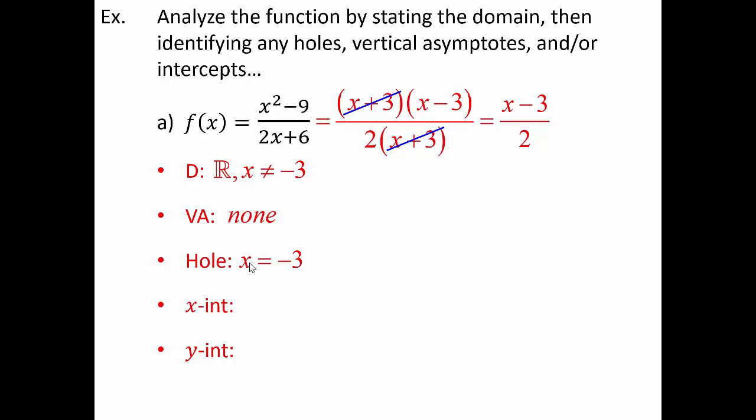But for a hole, you could actually label this as a coordinate. The hole exists at a specific point. If I were to take -3 and take that x value and plug it in for x, that would spit out a y value that corresponds to that location.